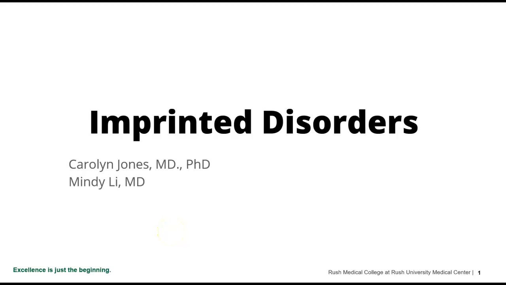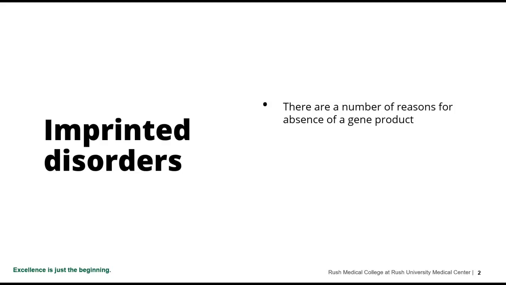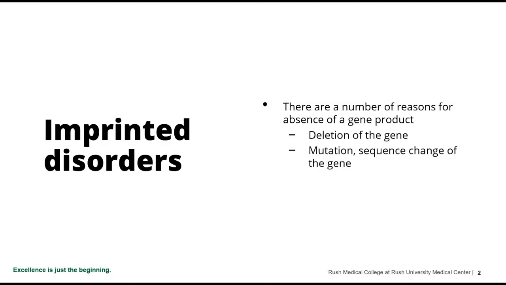Okay, this is going to be on a pretty complicated concept in genetics known as imprinted disorders. I know we've talked about a lot of things so far, inheritance, chromosomes, things like that. But there are a number of reasons for a gene product not to be working correctly. One is a deletion of the gene. Another is a mutation or sequence change in the gene that makes the protein. And then the third, and we've talked about the first two, is a methylation or turning off of the gene.